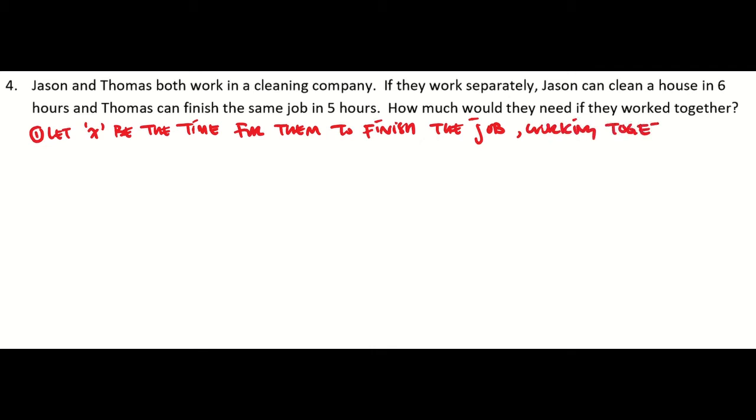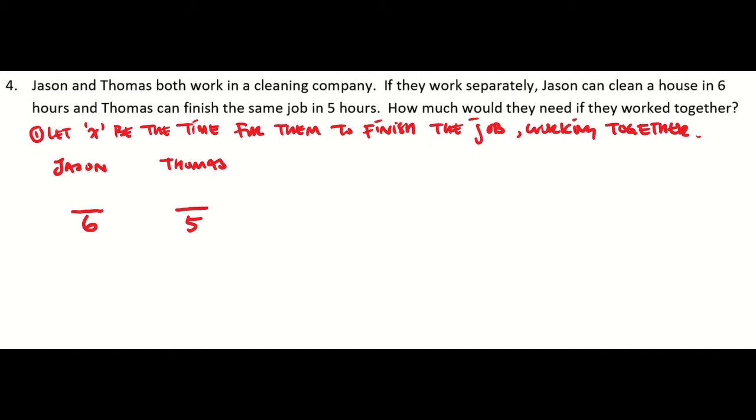Okay, so try to think of it as, there are 2 people, Jason and Thomas. Jason takes about 6 hours to finish the job on his own, so think of it as Jason's job is out of 6. If he works 6 hours, he finishes the job. And Thomas finishes the job in 5 hours.